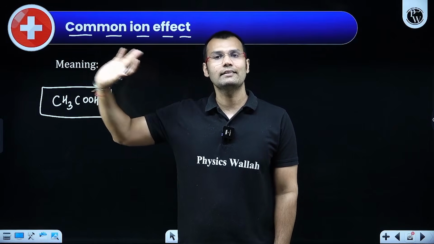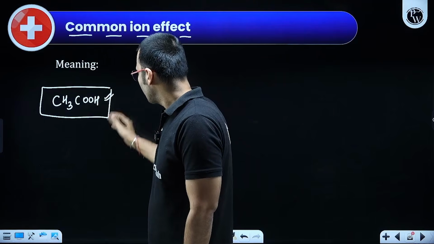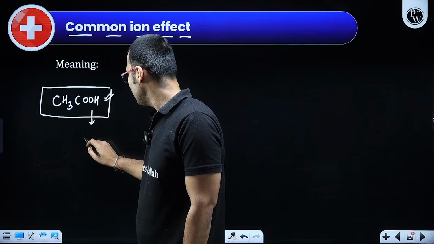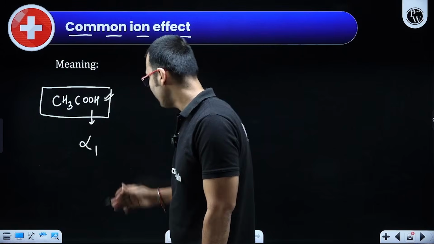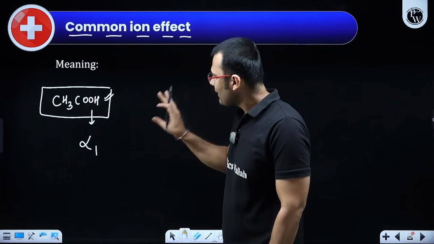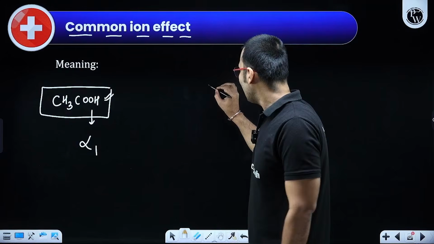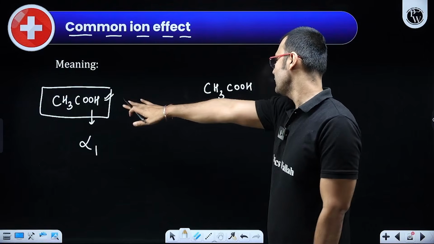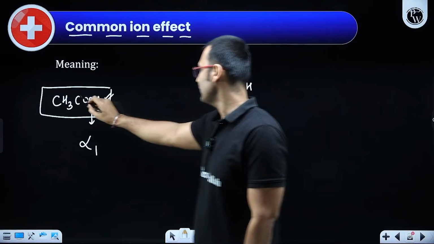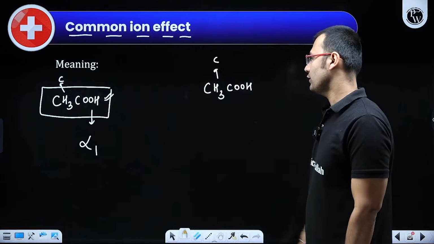Now no other acid or base is there. And in that case, of course, it will ionize. Suppose that in the pure state, it is ionizing, and here its degree of dissociation is alpha 1, right? Now, the same acetic acid with the same concentration, if I add another electrolyte. If here the concentration is C and here also the concentration is C, same concentration of acetic acid.